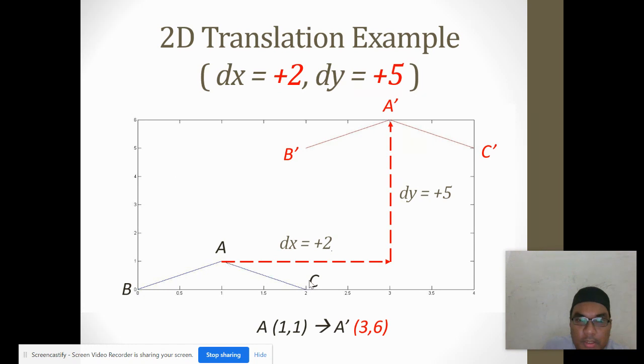So it moves 2 points here, 1, 2 for the x direction, and for the y direction 5, 1, 2, 3, 4, 5, so it becomes 6. This is the example. Points B and C are also the same. When you move the x direction by 2 and the y direction by 5, everything will move here. This is the new position of the triangle. It becomes A dash, B dash and C dash.